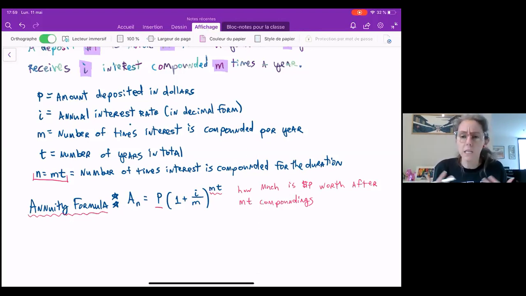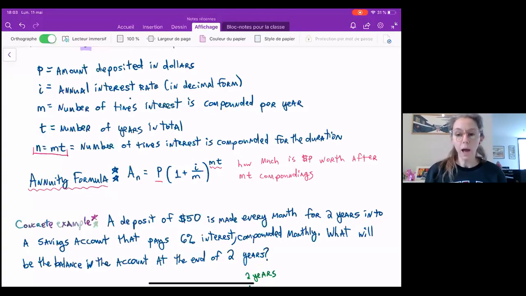with a concrete example, we're going to be more easily able to come up with a formula to calculate how much this is going to be worth at the end. Okay, so we have a deposit of $50 is made every month for 2 years into a savings account that pays 6% interest compounded monthly. What will be the balance in the account at the end of 2 years?